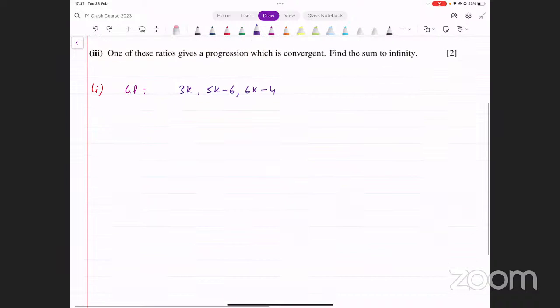Now, remember what I said for terms like this. If you have 3 consecutive terms, how can you relate them? You could find the ratio using the first 2 terms. You could say the ratio of this GP is equal to 5K minus 6 divided by 3K, second term divided by the first term. And that is also equal to 6K minus 4 divided by 5K minus 6, so that's the third term divided by the second term. That also gives you the ratio.